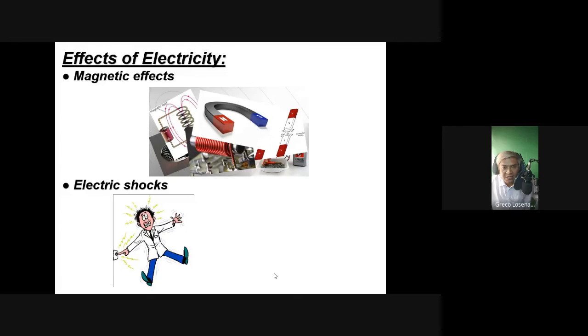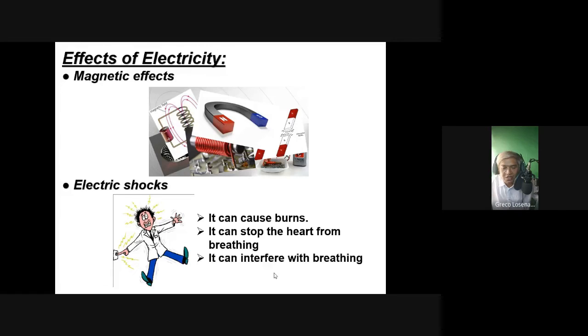Then the last is electric shock. Have you experienced this one? Yes, this is a dangerous effect of electricity. It can cause serious burns. It can stop the heart from beating. And also, it can interfere with breathing.